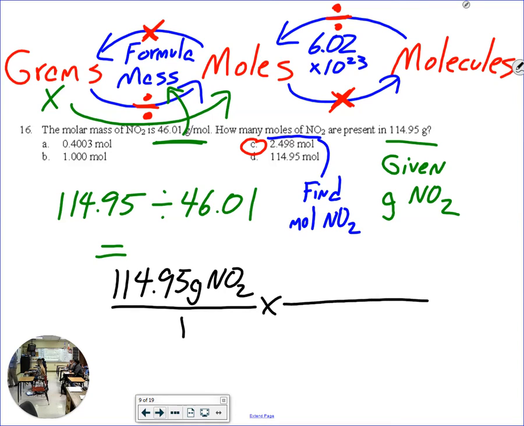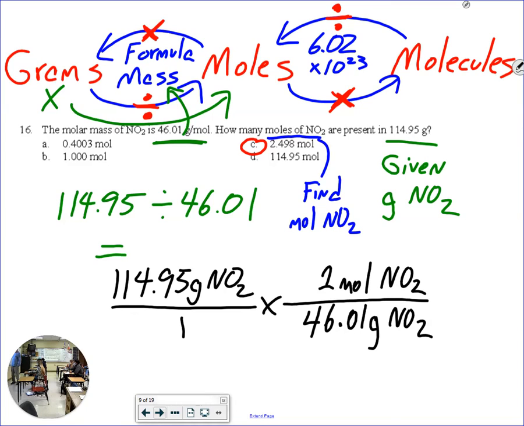And for the next step, I need a conversion unit. I know that 1 mole is equal to 46.01 grams. So since grams are on the top right here, 46.01 grams of NO2 goes down here, and 1 mole of NO2 goes right here. So I cancel my units, grams of NO2 divided by grams of NO2. I'm left with moles of NO2, which is what I want.